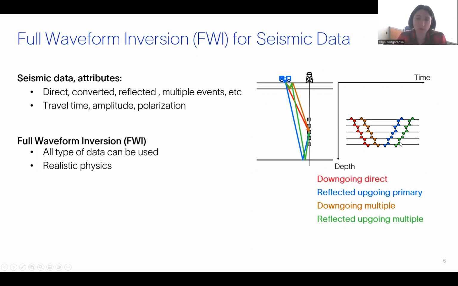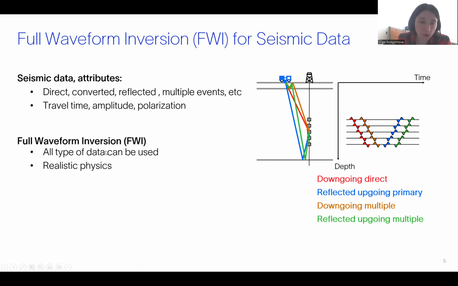And even for this very simple example, this is not the whole set of events. You might imagine that there can be a lot of multiples here. But for the real case, when you have a lot of interfaces and when you have P to shear conversion, you have all of these complex events in the receivers. And all of these events and their attributes, like travel time, polarization, amplitude, phase, actually accumulate information about the subsurface properties, which we would like to use to extract the medium properties itself.